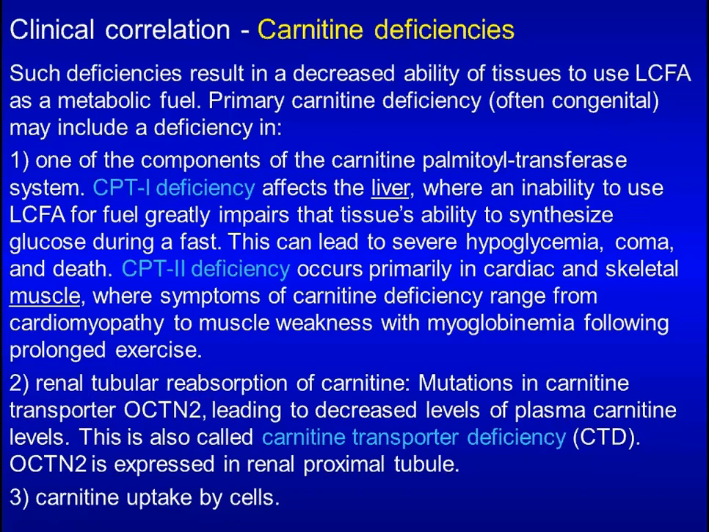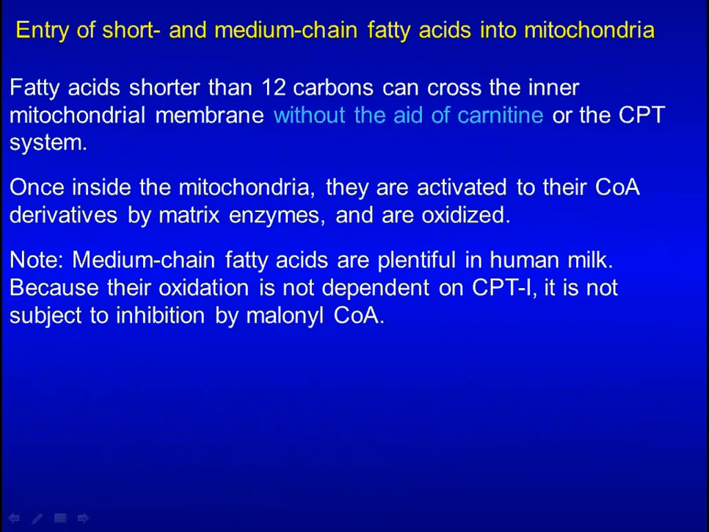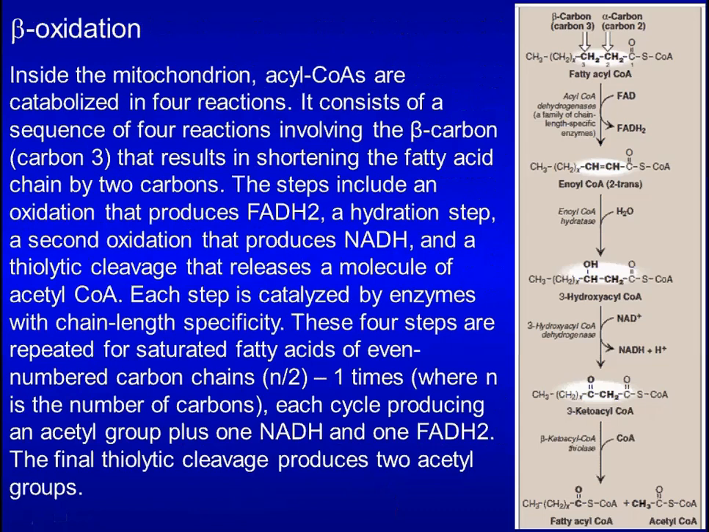Third, deficiency in the membrane carnitine transporter that is involved in carnitine uptake by cells. As I mentioned earlier, short-chain and medium-chain fatty acids can cross the inner mitochondrial membrane without the carnitine shuttle. Once inside the matrix, fatty acids undergo beta oxidation. It consists of 4 reactions involving the beta carbon right here.